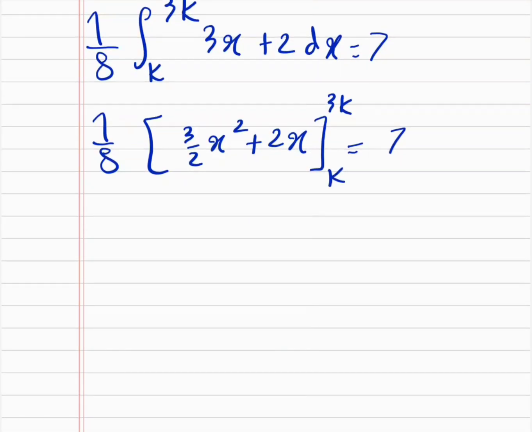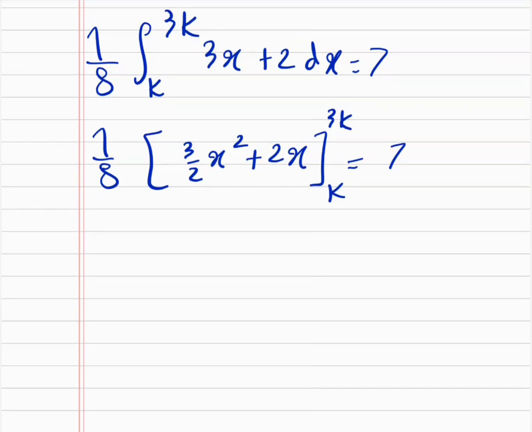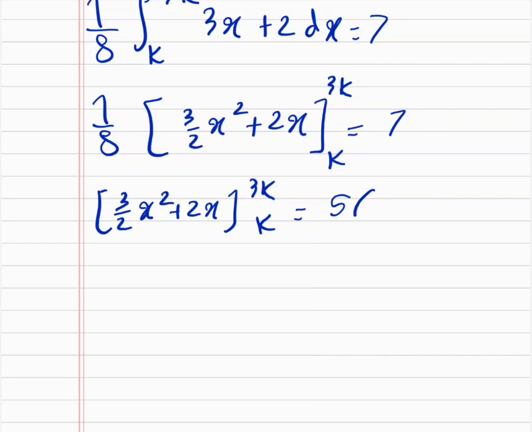Okay, so at this point, we can substitute the limits and also multiply both sides by 8. That's one possible option, because multiplying both sides by 8 makes the calculations easier. So we first multiply both sides by 8, and we'll get 56.